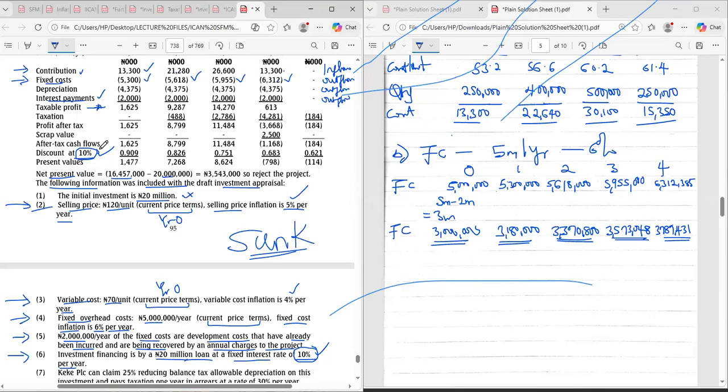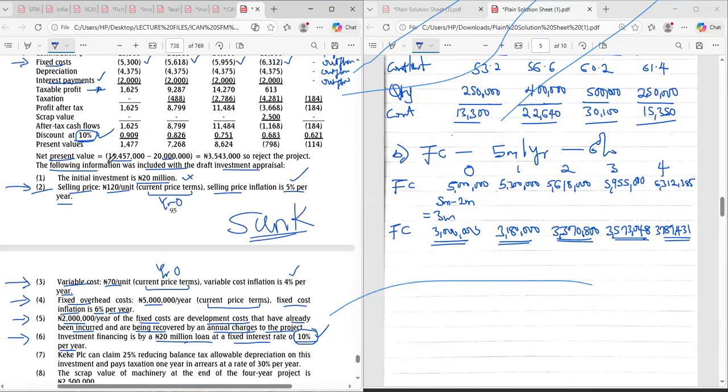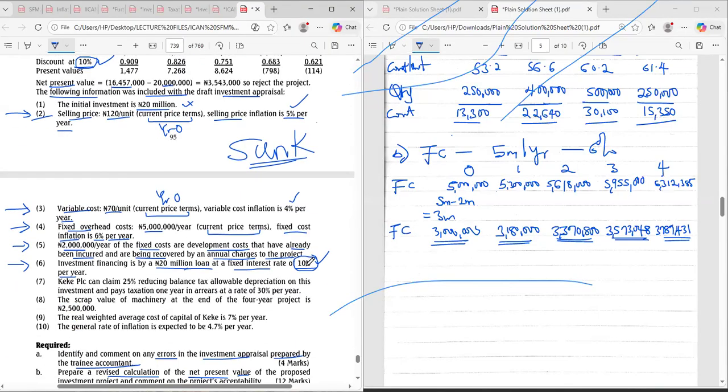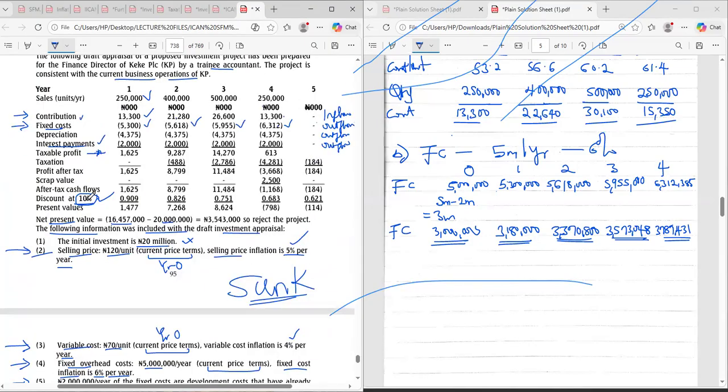That was the money that you used to start the investment, not working capital. Now, that 20 million was a loan. And on that loan, we are paying interest of 10%. The junior accountant just used the 10%, which was the interest on the loan, as his discounting factor. As a financial expert, is that 10% correct to be used as a discount factor?